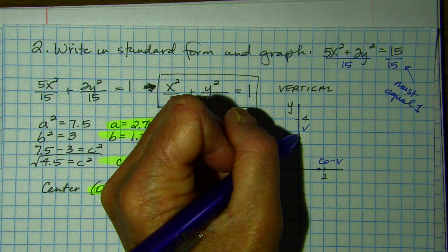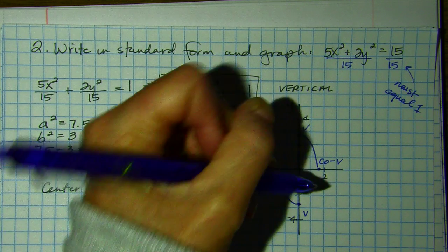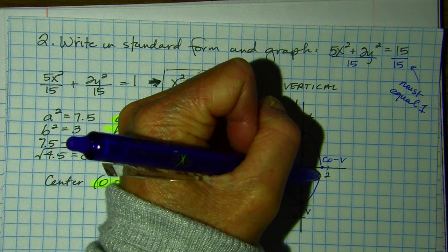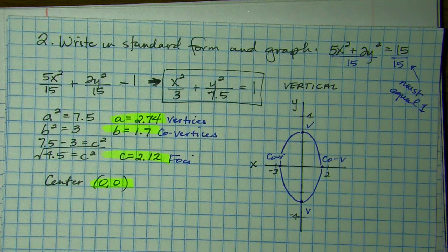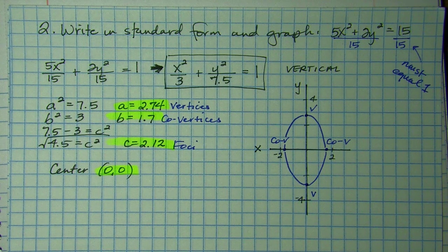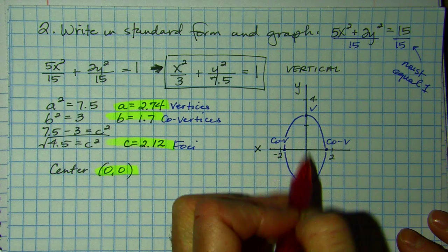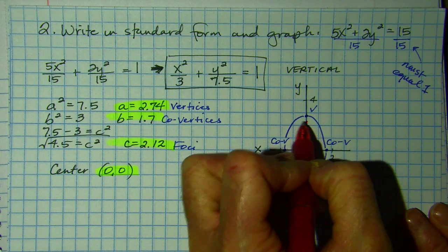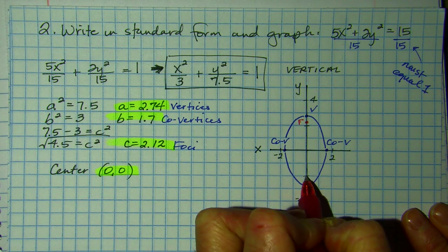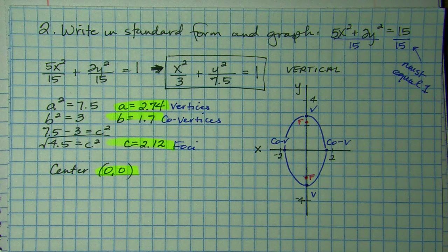And then form your ellipse to the best of your ability. Okay. And then last is my foci. Now the foci should be in the same direction as our vertex, just like it is with a parabola. So my foci is 2.12, so there's 1 and 2.12. And that is your ellipse.